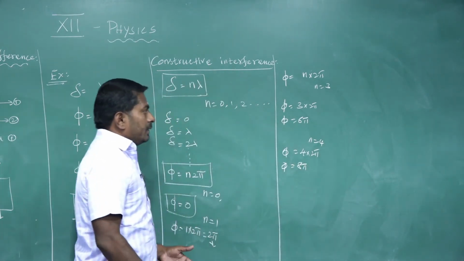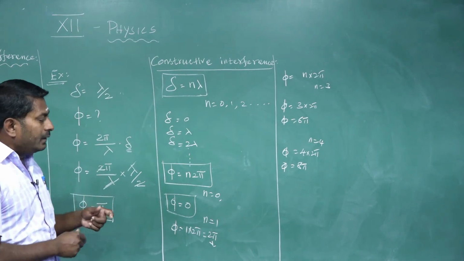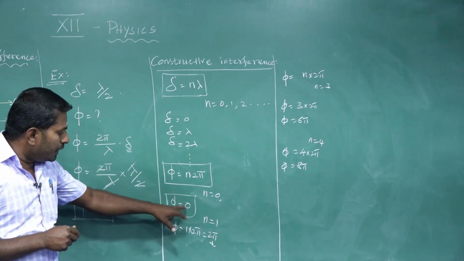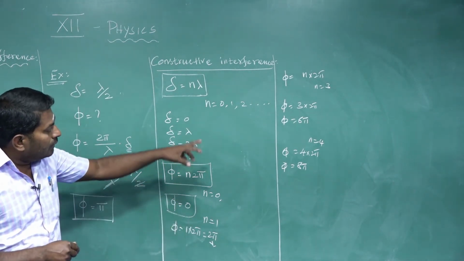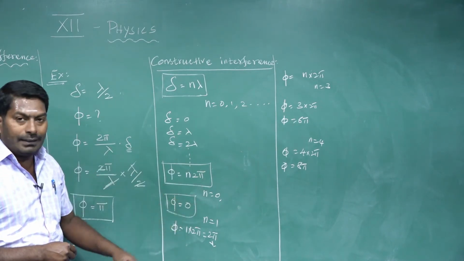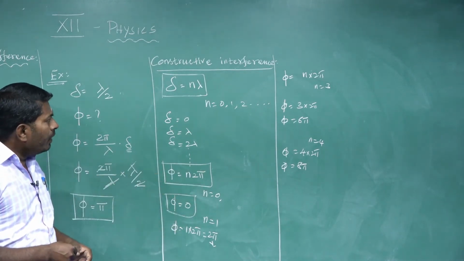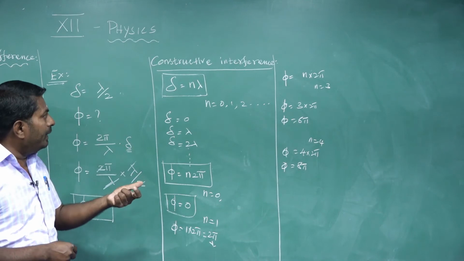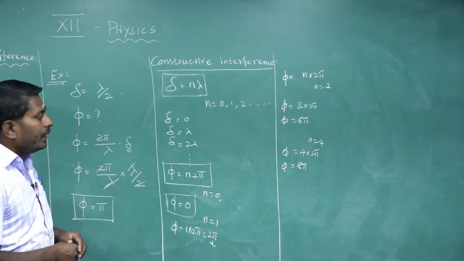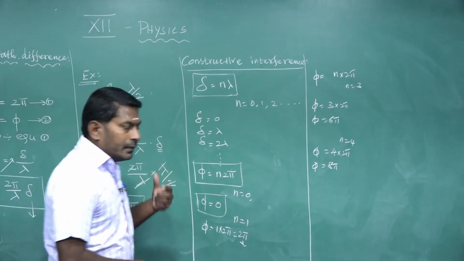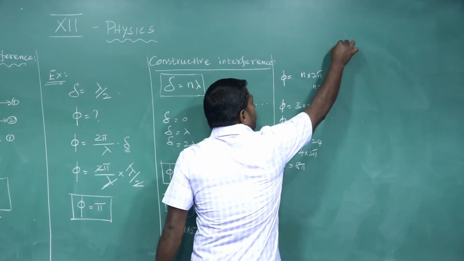In this condition, waves meet at this point with phase difference 0, 2 pi, 6 pi, 8 pi. In this condition, the point appears bright. Then the type of interference is said to be constructive interference. Then destructive interference.